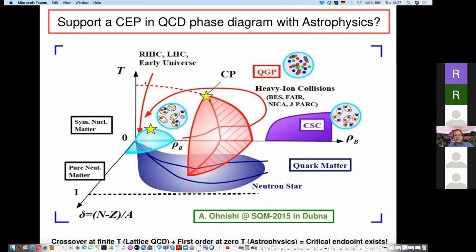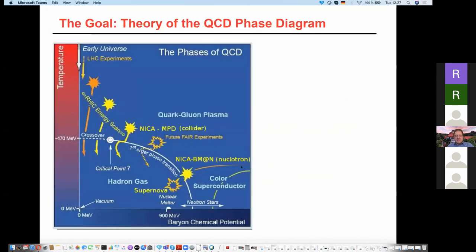And here's another version of this, which was provided by Akira Onishi, but the same physics: the three-dimensional phase diagram has the possibility of a critical endpoint, which vanishes as a function of temperature and as a function of the asymmetry in astrophysics. Okay, and with this, I then would like to pose the question here. The main goal of our theoretical studies is to develop a theory for the nature of the phase transition, which shall be explored in astrophysics as well as in heavy ion collisions.